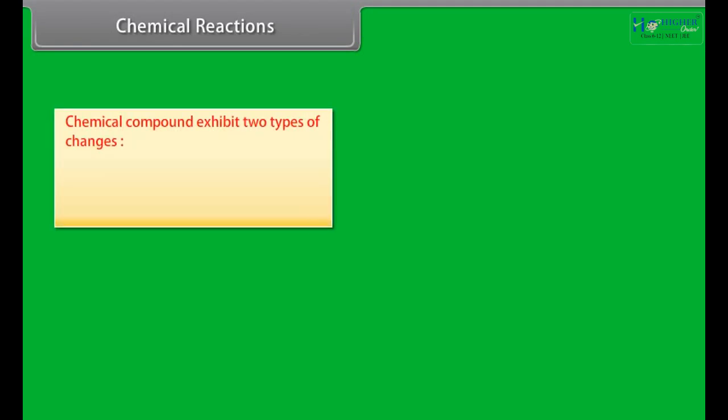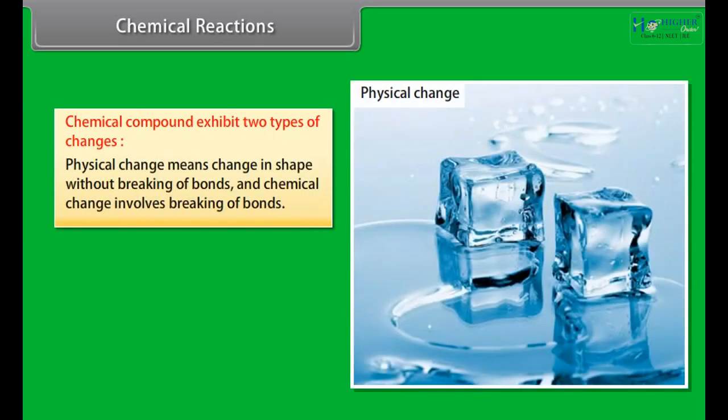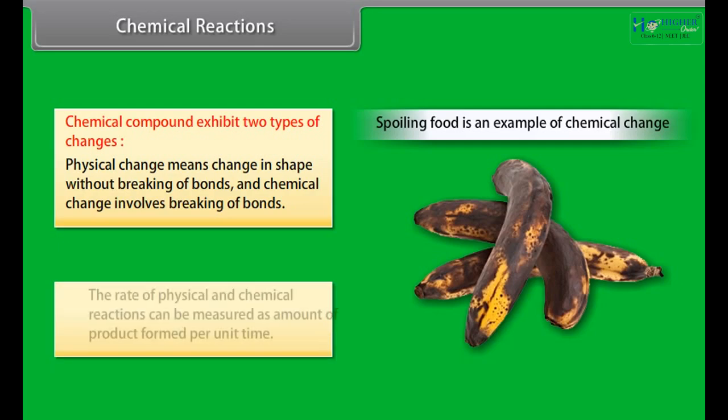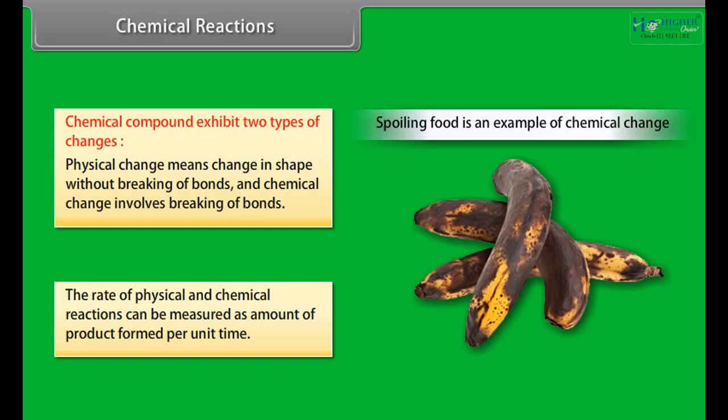Chemical reactions. Chemical compounds exhibit two types of changes. Physical change means change in shape without breaking of bonds, and chemical change involves breaking of bonds. The rate of physical and chemical reactions can be measured as the amount of product formed per unit time. Rate of reaction is delta P by delta T.